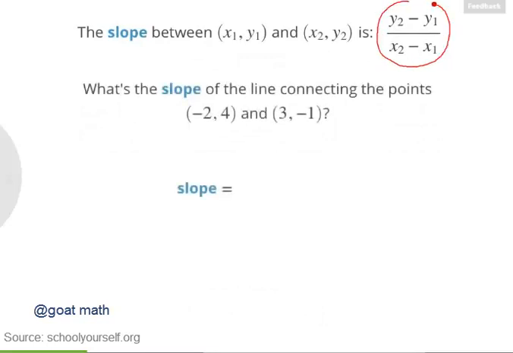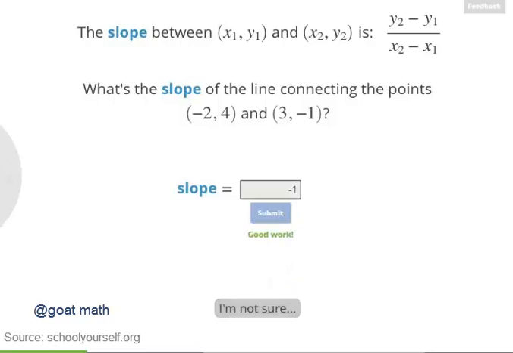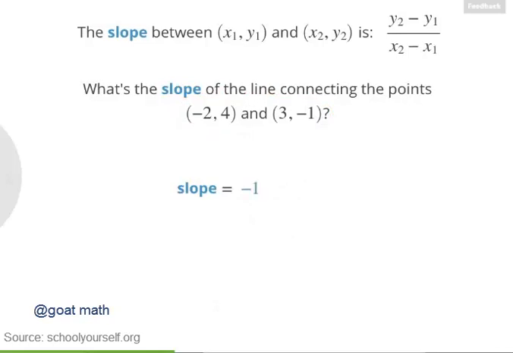So try applying this formula to the points -2, 4 and 3, -1 and see what slope you get. If you get stuck, click down here and we'll figure this out together. Precisely, the slope between -2, 4 and 3, -1 is -1.